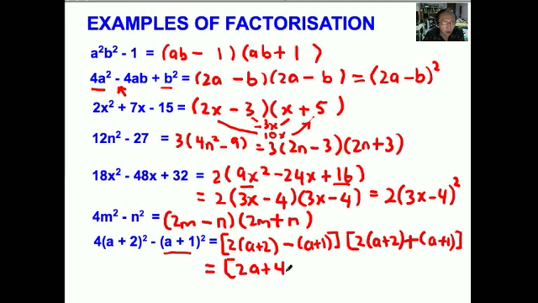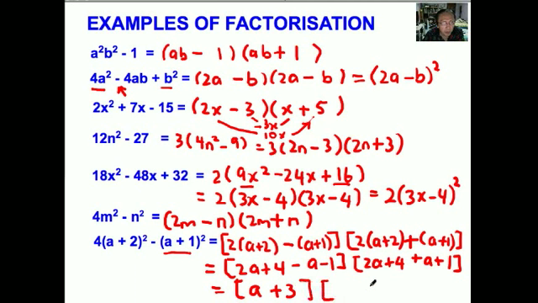2a plus 4 minus a minus 1, and here we have 2a plus 4 plus a plus 1. Simplifying this, we have our answer: 2a minus a is a, 4 minus 1 is 3; 2a plus a is 3a, 4 plus 1 is 5.